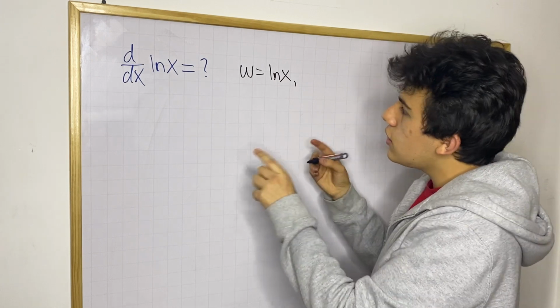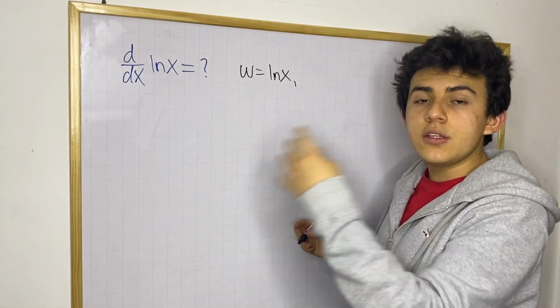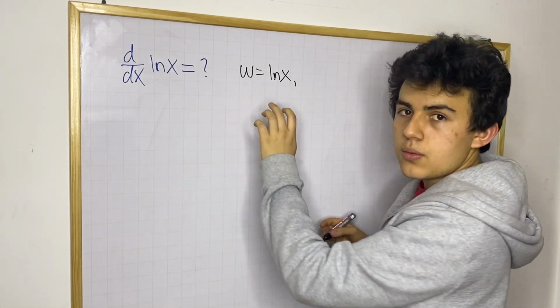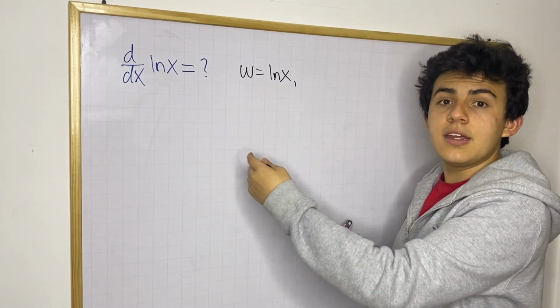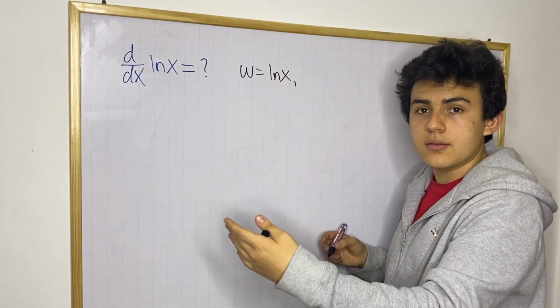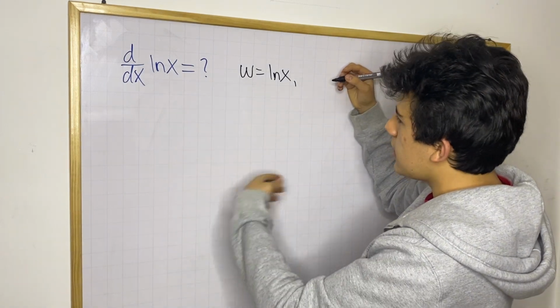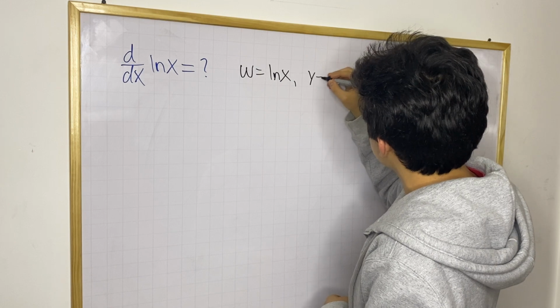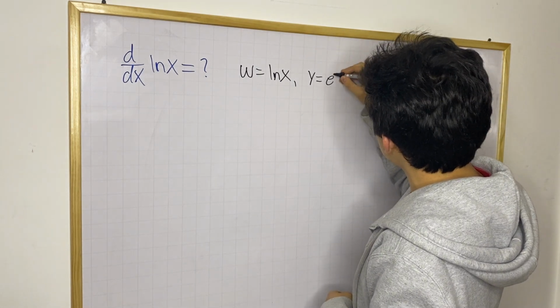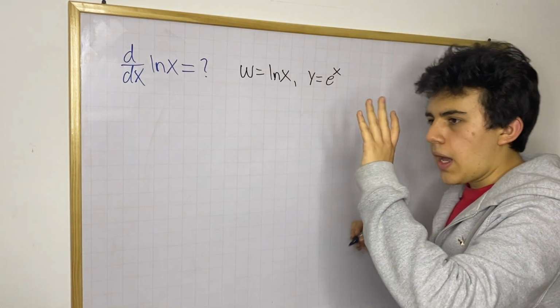Now, so that we can use implicit differentiation, we need to find the inverse function of w. And since w is equal to ln x, the inverse function of ln x we know is going to be equal to e to the x, okay? And we're going to define that inverse function as, let's call it y, just y. And y we know would be e to the x.